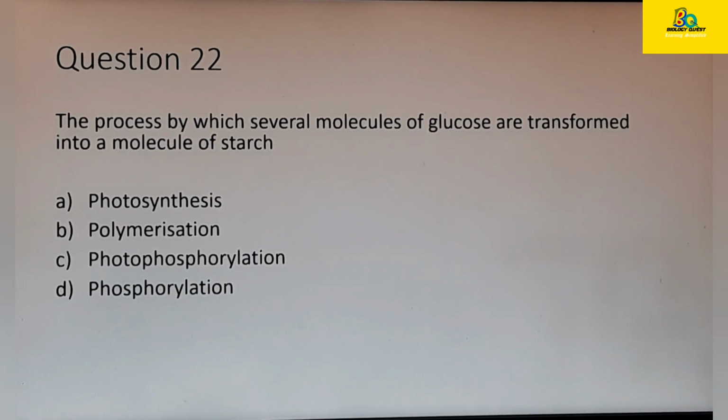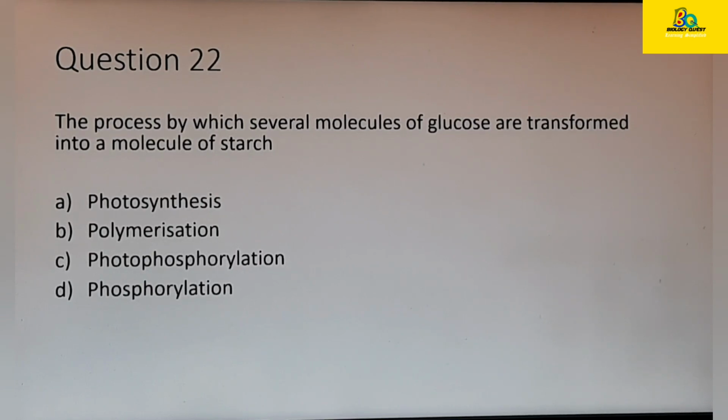Okay, so what is actually starch? Starch is actually a polysaccharide of glucose. Several glucose molecules are linked together or joined together to form a bigger molecule, which is the starch. So what is this process by which several glucose molecules get linked together to form a molecule of starch? Look at the options: photosynthesis, polymerization, photophosphorylation and phosphorylation.